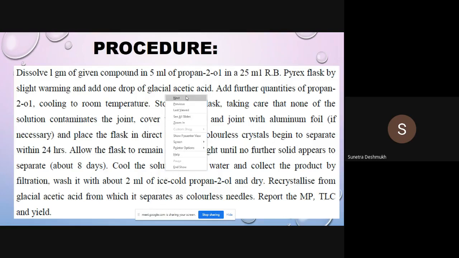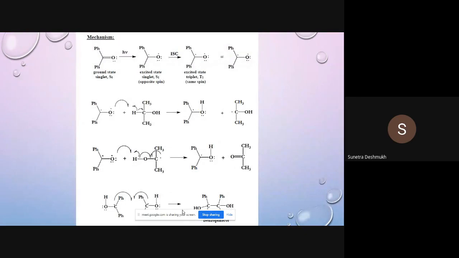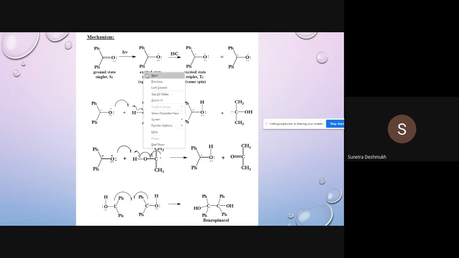Let's see now what is the mechanism of this procedure. So it's a photocatalytic radical reaction. Benzophenone in the ground state, singlet S0, on photochemical treatment with sunlight, once it receives sunlight, goes to the excited state S1 with opposite spin. So here there is generation of a radical now. You can see there is homolytic breakage of the carbonyl pi bond, so generation of one more radical here.